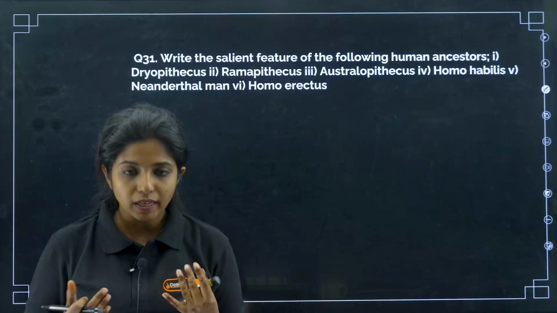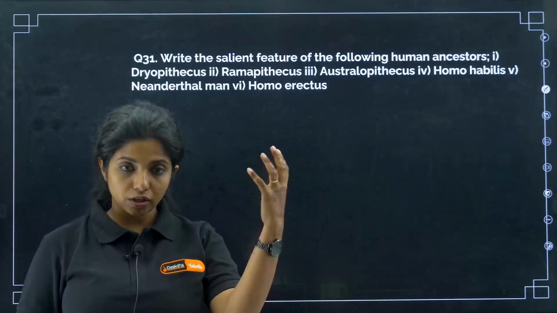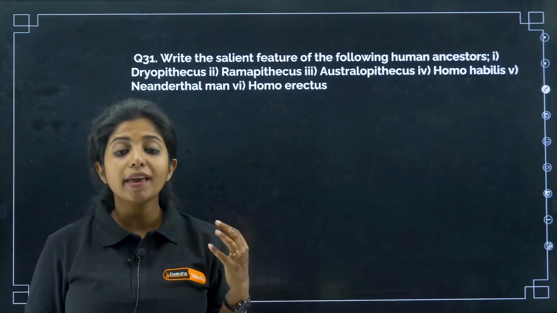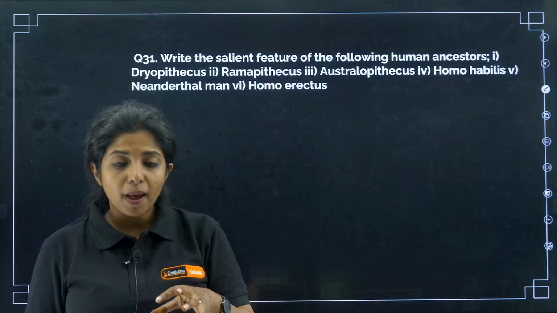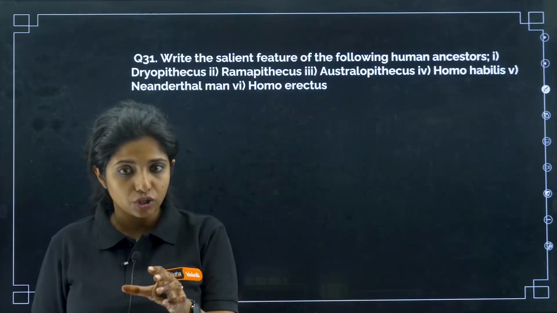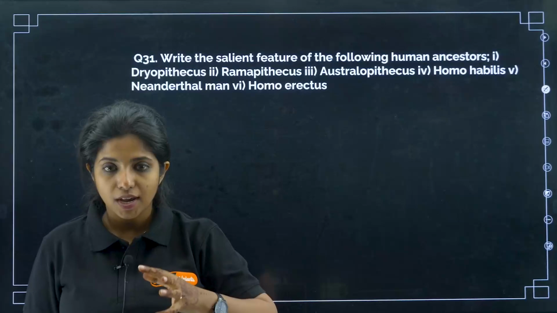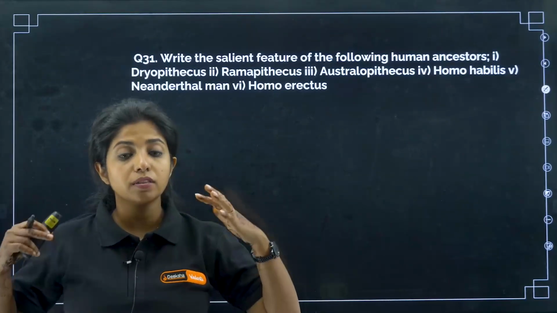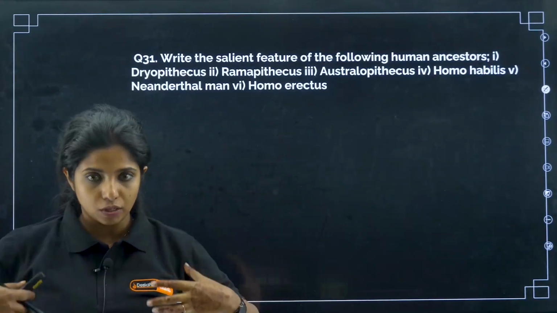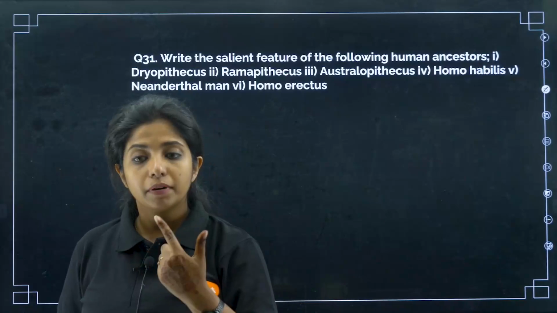So Dryopithecus, my dear children, were the first organisms which were there, and they had more ape-like features. When you talk about Ramapithecus, they had more man-like features. Okay, that was the difference between Dryopithecus and Ramapithecus. So Ramapithecus are the ones that further give rise to human beings slowly. It's not like a one-step process, but it happened slowly.